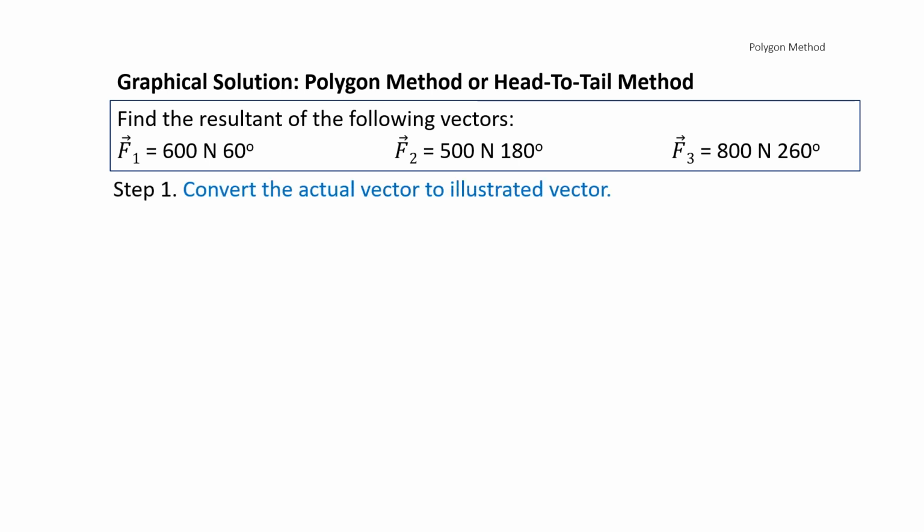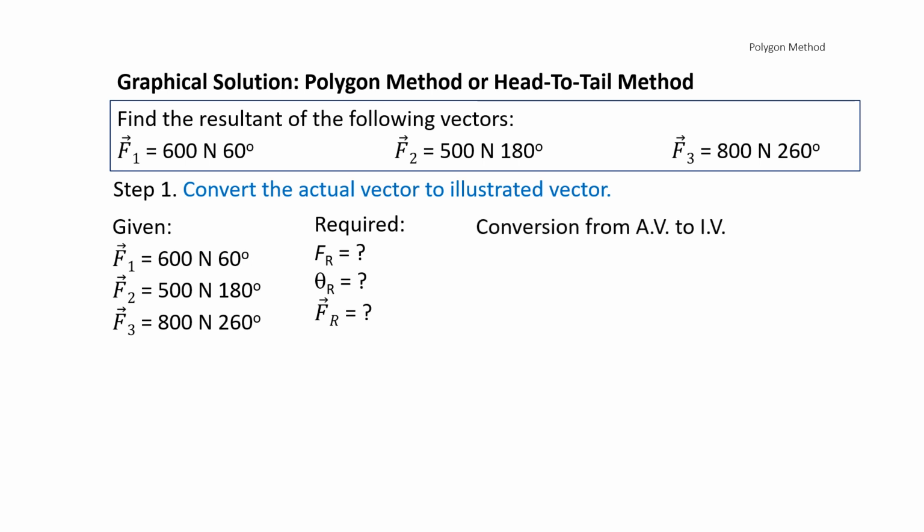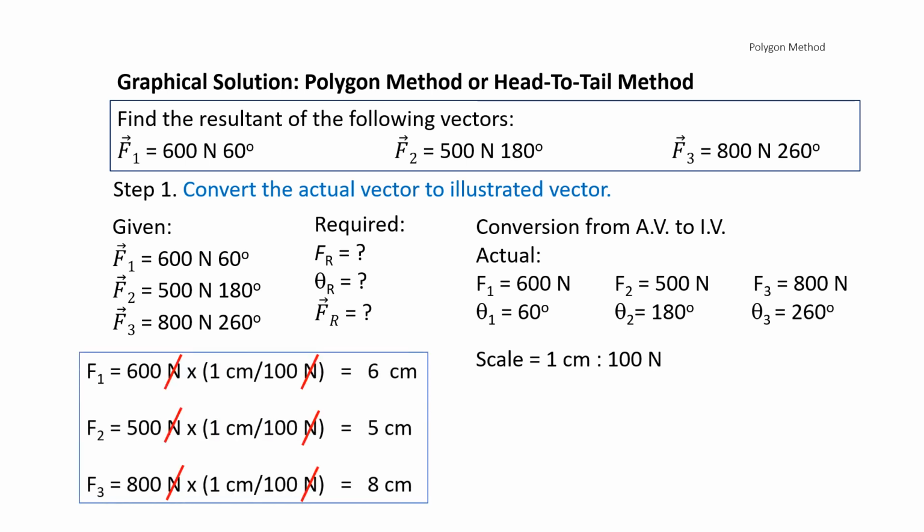The first step is to convert the actual measure of the vectors to illustrated measure. From the given forces, the required in this problem are F sub r, the magnitude of the resultant force, theta sub r, the direction of the resultant force, and vector F sub r, the resultant. For the conversion from actual measure to illustrated measure, a scale is needed. The appropriate scale could be 1 centimeter is to 100 newtons.